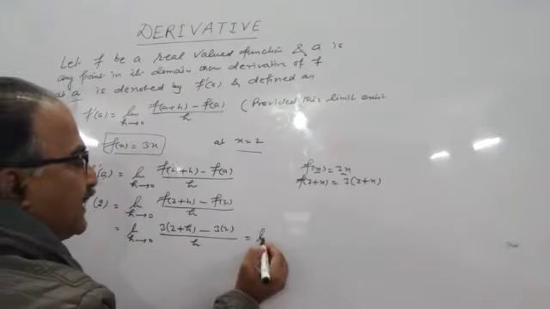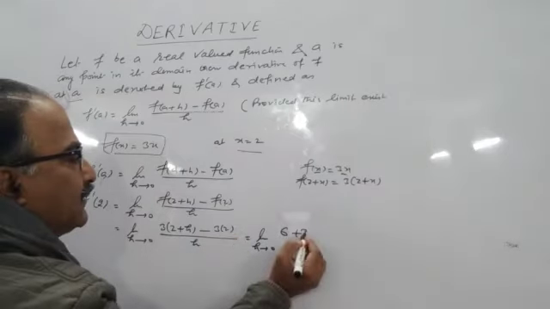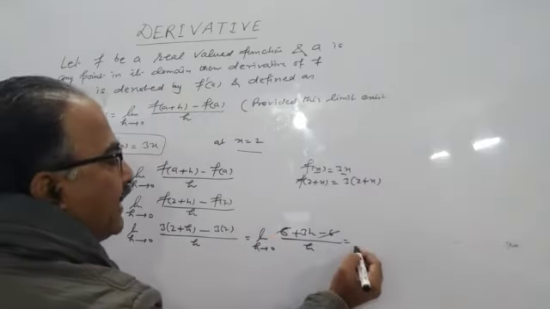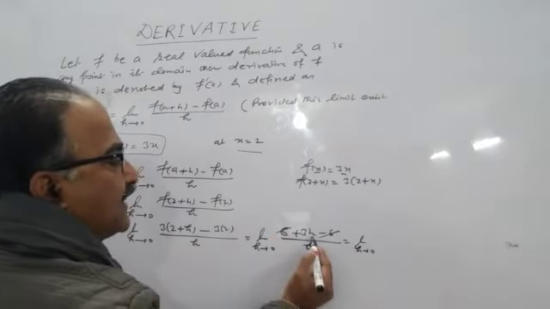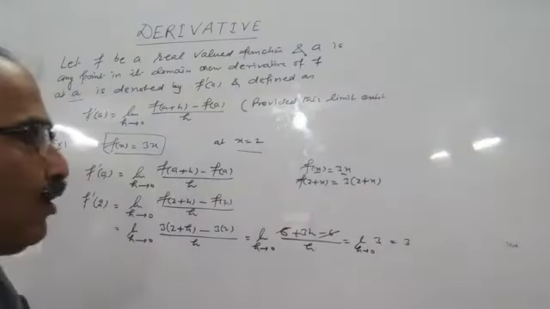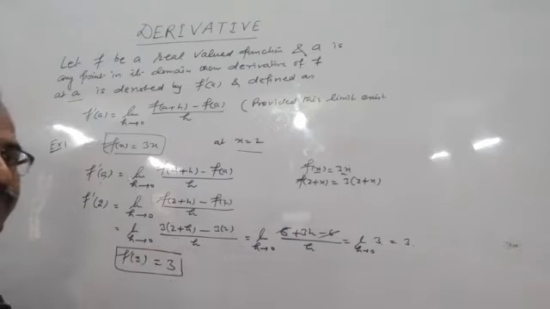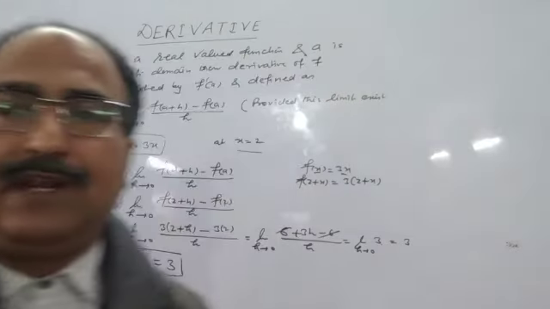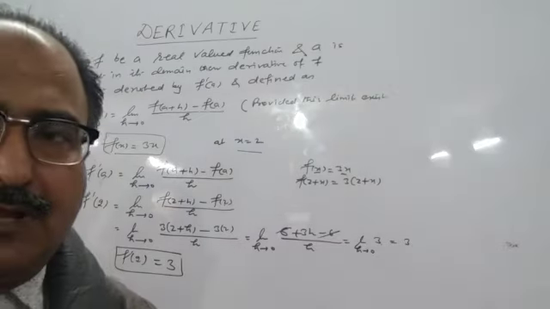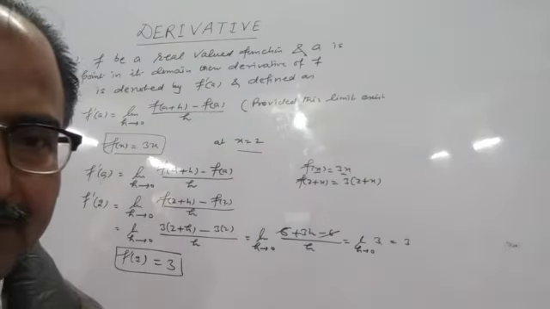Further it can be written as limit h approaching to 0, simplify: 3 into 2 is 6, 3 into h is 3h, minus 6 upon h. 6 cancelled by 6, what we have? Limit h approaching to 0, h cancelled by h, we have 3. So its value is 3. So now it means f dash 2 is equal to 3. Is it clear to everyone? Up to this step any problem? Any sort of problem up to this step? Have you understood it? No, sir.